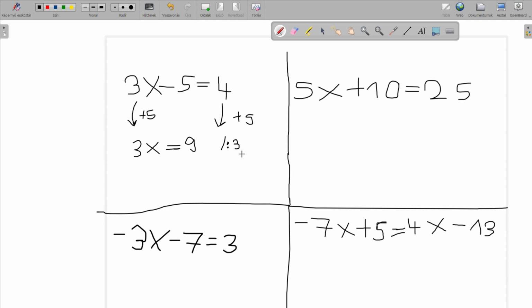Some people like to use this one. I usually use this one because it's easier. This sign at the right side just represents that we divide each side by 3, and then we would get that x equals 3. So this is how we solve it.